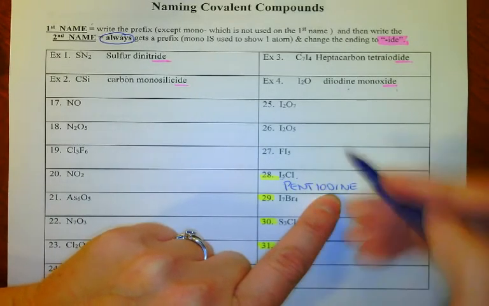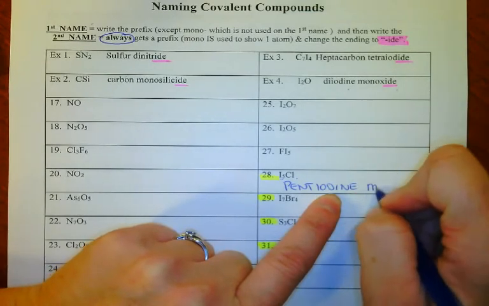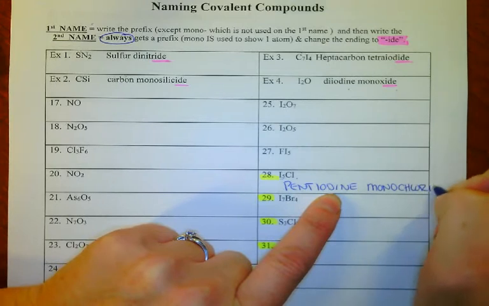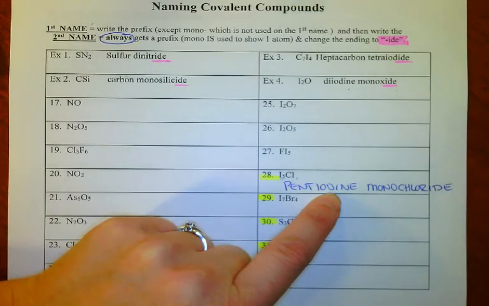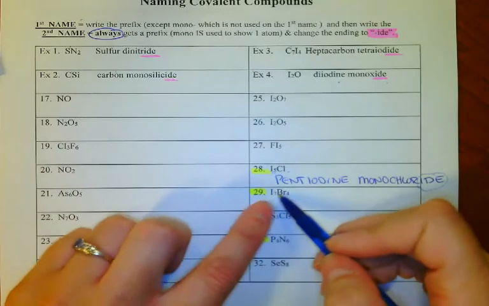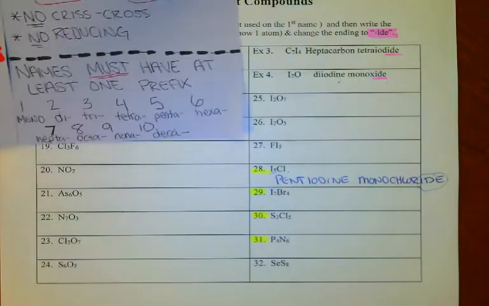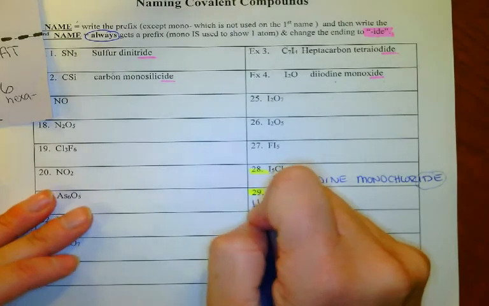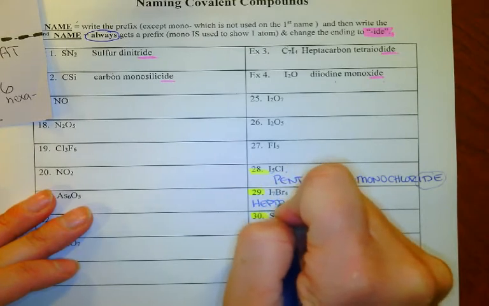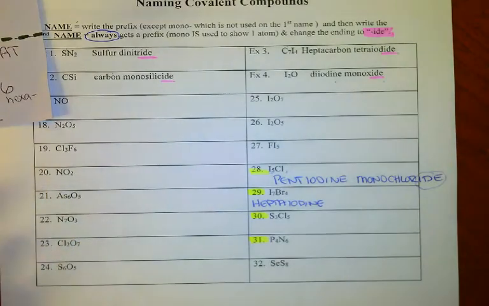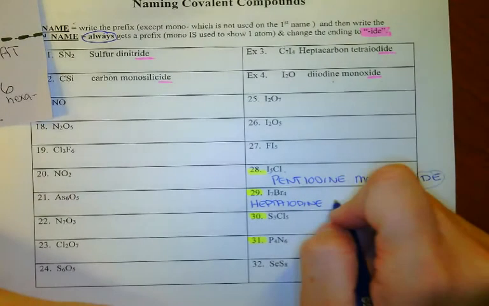And the prefix for 1 is mono, so I would say monochloride. And I'm going to run out of room. That's okay. Monochloride. So this one becomes ide, just the last 3 letters. 7 iodine. 7 is hepta. I almost said the wrong one. Hepta. Heptaiodine. Okay, and 4 bromines. I say 4 bromines by calling it tetrabromide.